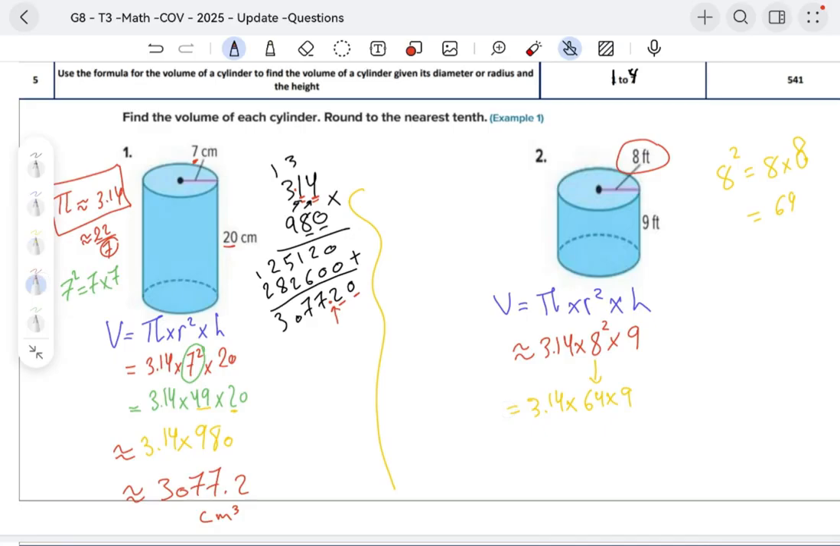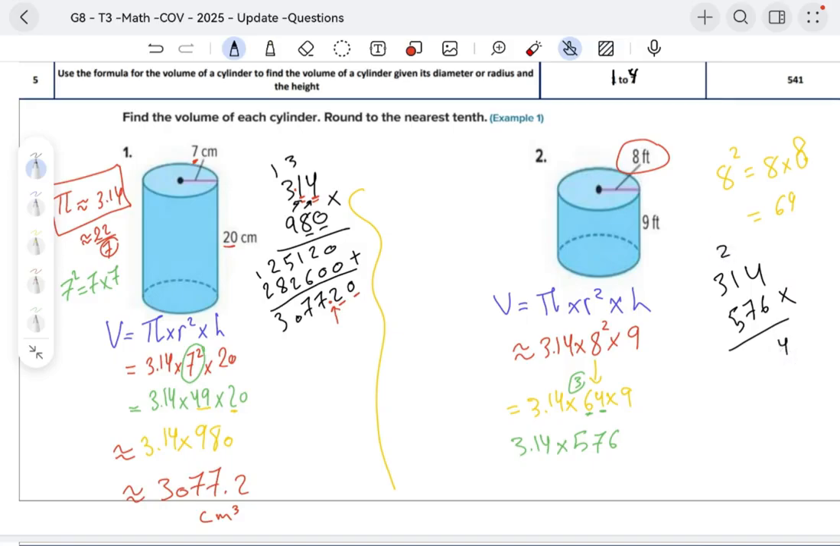Okay, let's simplify more. I will multiply 64 times 9. Now 9 times 4 is 36. 6 down, 3 up. 9 times 6 is 54. 54 plus 3 is 57. Now we have to multiply 3.14 times 576. I will do a long multiplication. I will remove the decimal point. 314 times 576. 6 times 4 is 24.